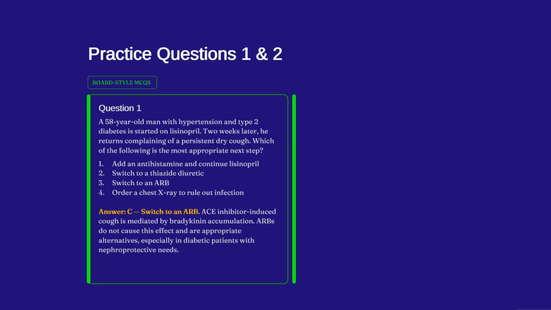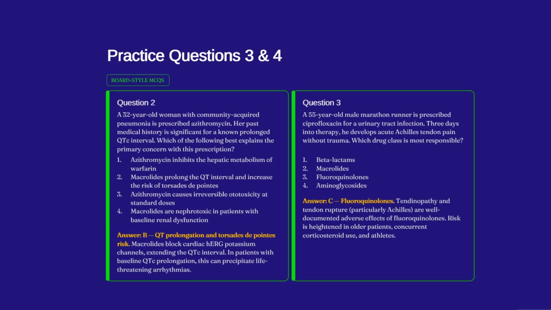So let's just do quick questions to wrap up what we have talked about. A 58-year-old man with hypertension and type 2 diabetes is started on lisinopril. Two weeks later, he returns complaining of a persistent dry cough. The buzzword: persistent dry cough. Which of the following is the cause?